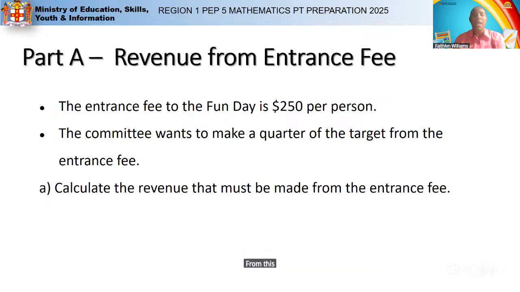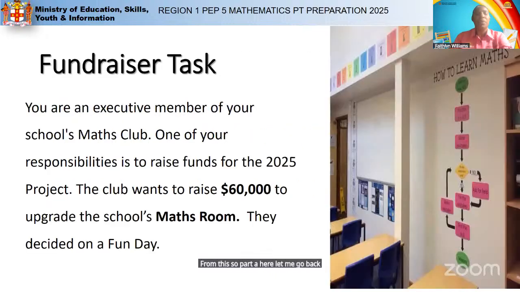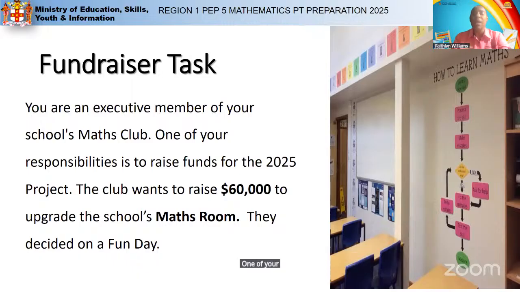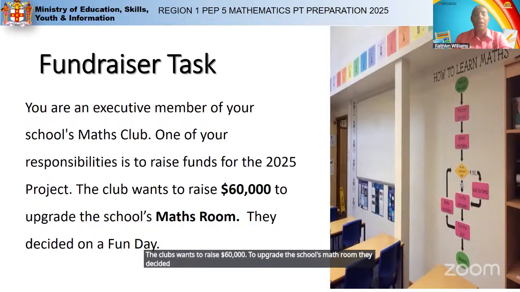So part A here, and let me go back. Remember, let's look back. It says you are an executive member of your school's math club. One of your responsibilities is to raise funds for the 2025 project. The club wants to raise $60,000 to upgrade the school's math room. They decided on a fun day. So that's our second read. And I want you to do a third read.